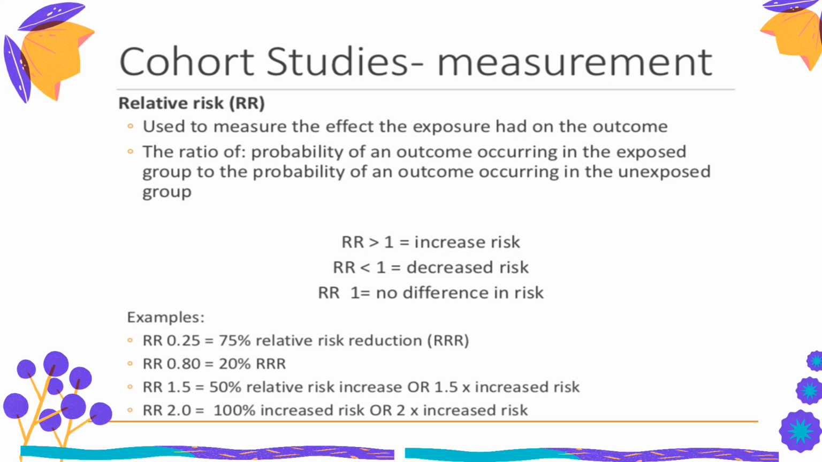For example, a result with RR 0.25 is interpreted as a 75% decrease in relative risk. If RR is 0.80, it means a 20% relative risk reduction, while if RR is 1.5, there is a 50% relative risk increase, or 1.5 times the risk. If RR is 2, there will be a 100% increased risk, or twice the risk.